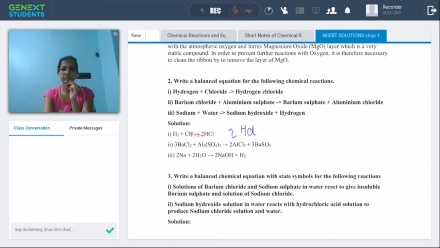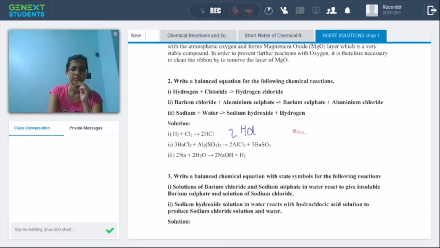Next, we have barium chloride plus aluminium sulfate gives barium sulfate plus aluminium chloride. First of all, you should know how to write them, right? But this part has been covered in the previous classes. So this is not in your syllabus this year, since you already know how to form a bond between them and how to write them.